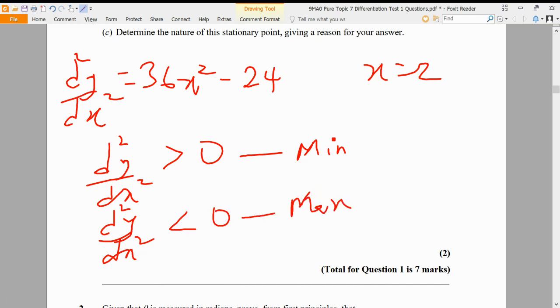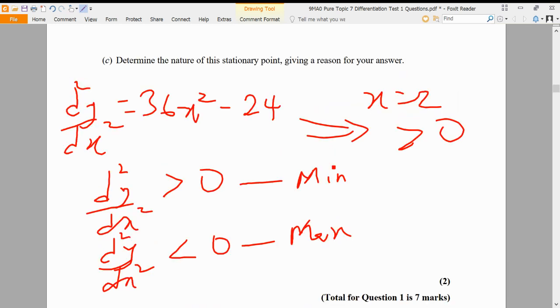So from this part, if you substitute 2 into this, 2 squared is what? 4. Obviously, you will see that the d2y dx squared is greater than 0. By the time you substitute 2, you will get a number that will be greater than 0. So which means it's going to be a minimum point. Now, it says determine the nature of this stationary point. The stationary point x is equal to 2 is a minimum point.